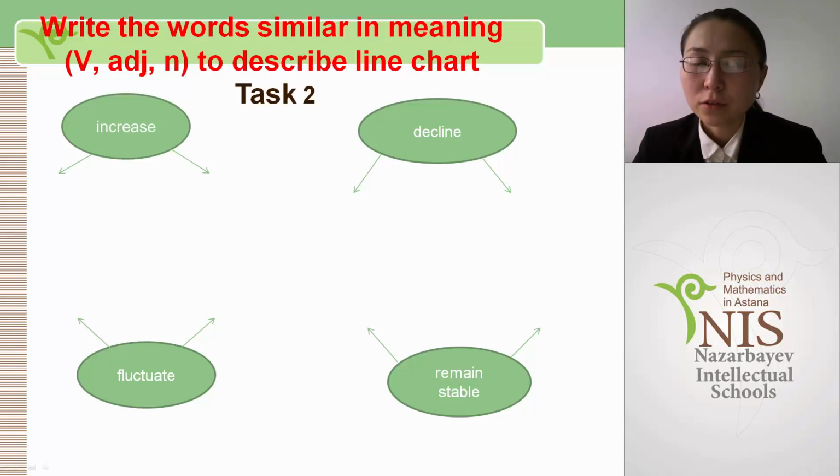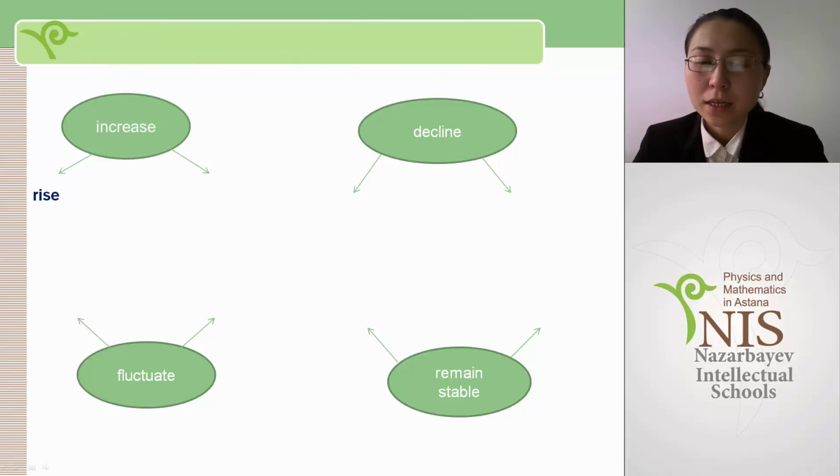Okay, now you may write your own answers. That's great. And now let's compare. Increase. One of the synonyms for increase is rise. Do you know what it means? To rise, to go up. Or if we use a noun or adjective, we can see here upwards. The upwards trend is a trend that increases. That's right.